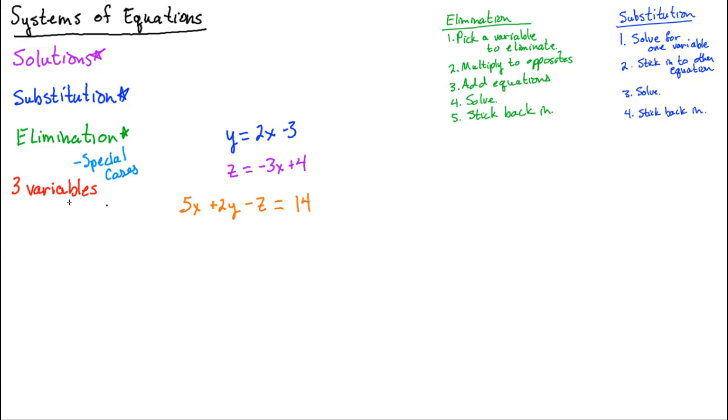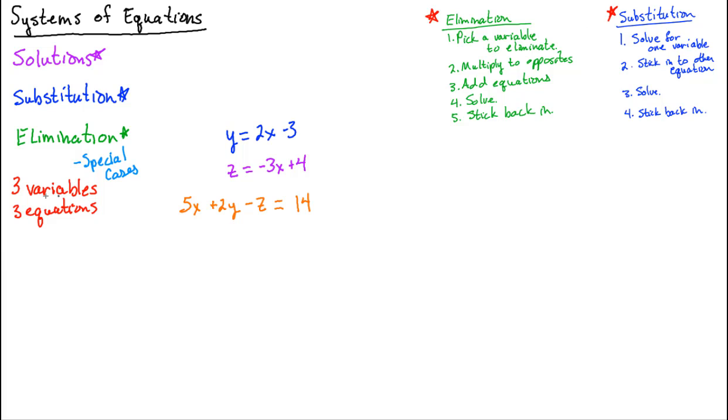And now we are here in 3 variables. Notice when we have 3 variables, such as an x and a y and a z, the system has to include 3 equations. So this is the same number of equations as variables, and you have enough information to find them. Now, we're going to be using both what we learned in substitution and elimination.